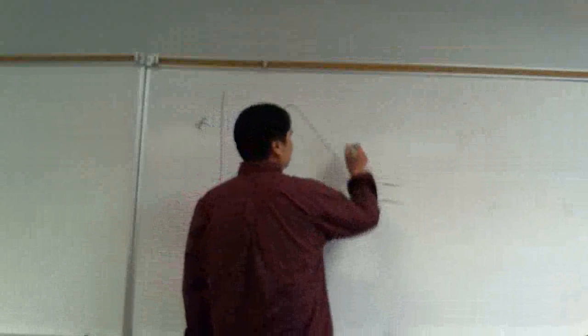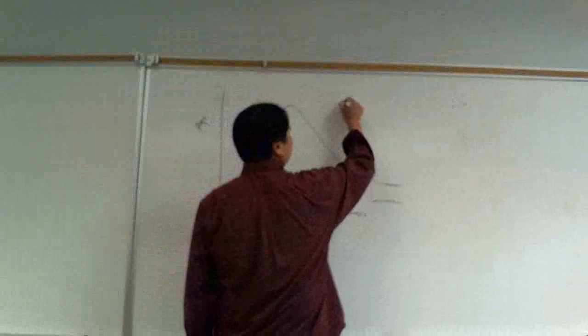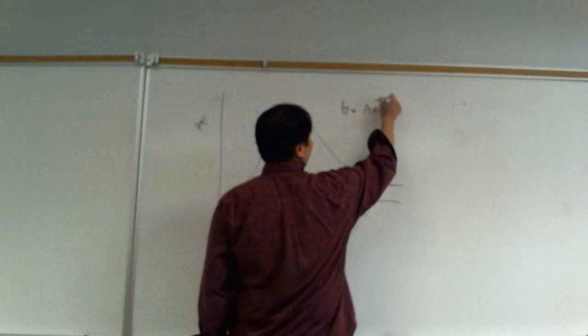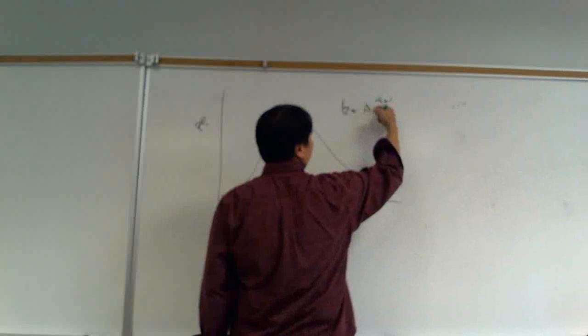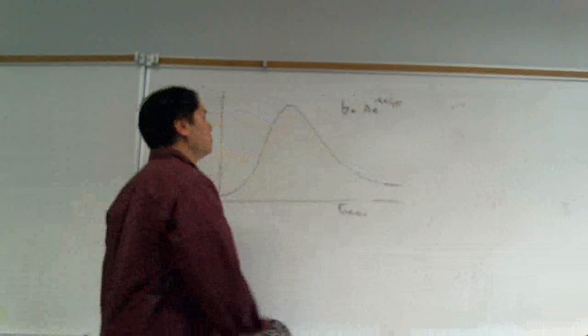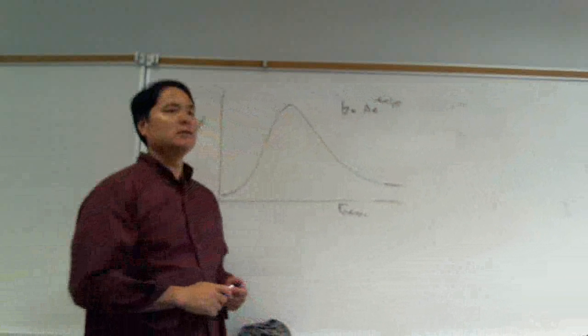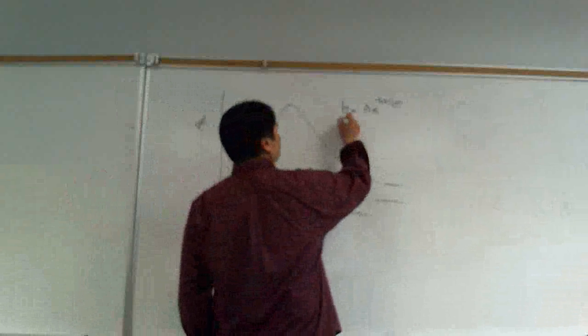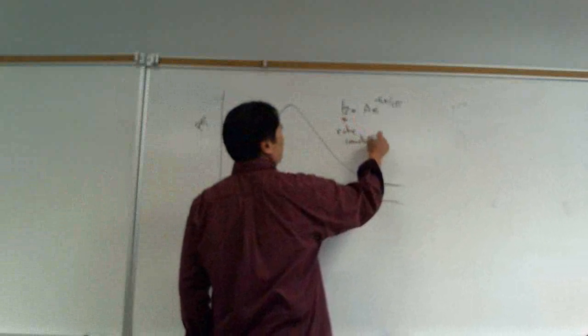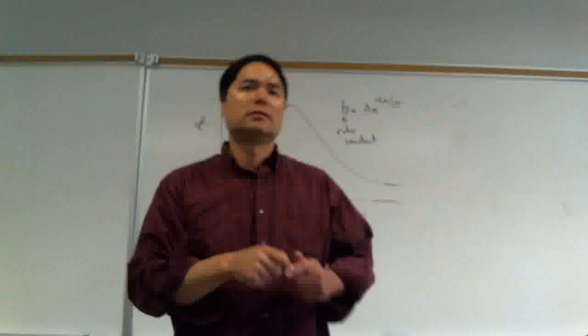So this is where we get the Arrhenius equation from. k is equal to A e to the minus Ea over RT. This is not the Boltzmann constant. This is the rate constant. Boltzmann constant. Rate constant.